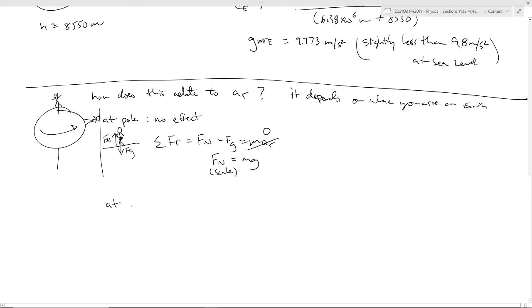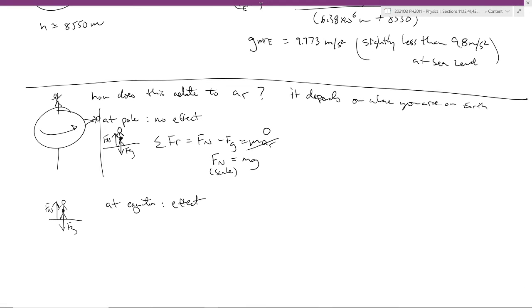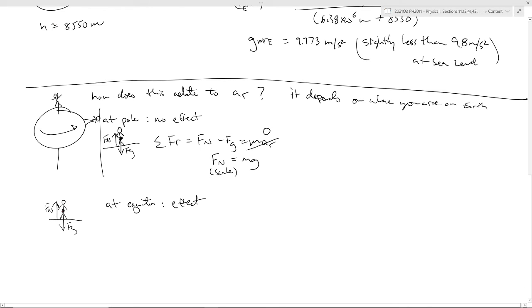So at the equator, there is an effect. In this situation, let's draw our little cartoon here. There's the normal force that's pushing you up. There's the force of gravity that's pushing you down. But now you're also feeling a centripetal acceleration due to the fact that you're spinning. Let me try and draw this. It's going to point down towards the center of the Earth.